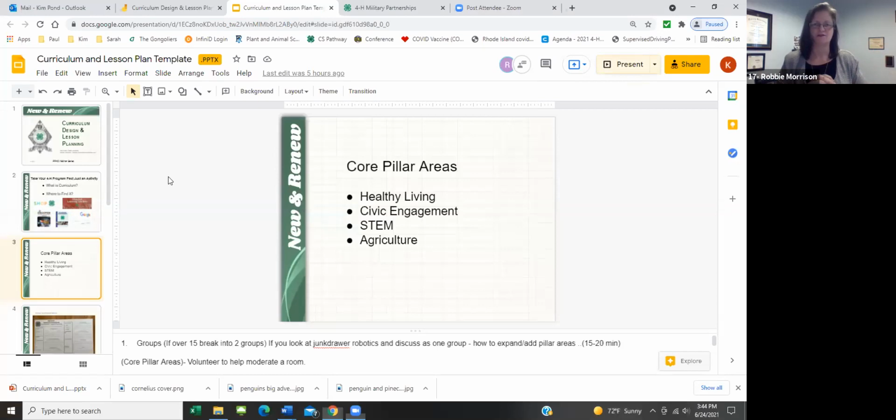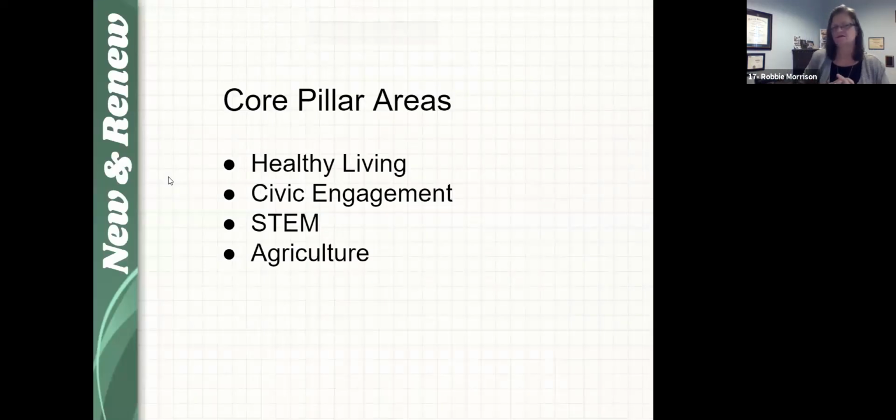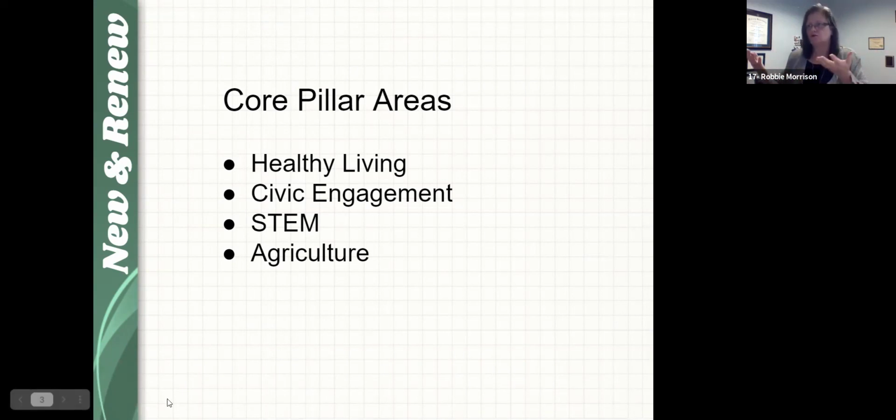The 4 pillars when you think of 4-H are healthy living, as you see there, civic engagement, STEM, and agriculture. So those are ways that when you're doing curriculum, you think about what are the different ways that you can do these particular types of curriculum in this particular area. But also think about, for example, STEM. A lot of people don't think of STEM in healthy living, but how could you incorporate STEM in healthy living? How could you incorporate healthy living into civic engagement?